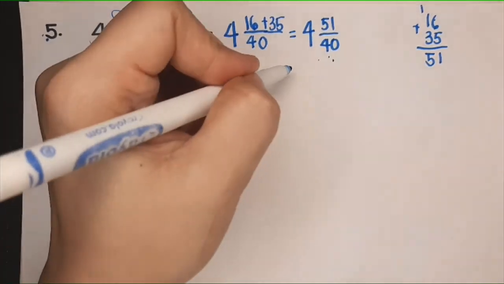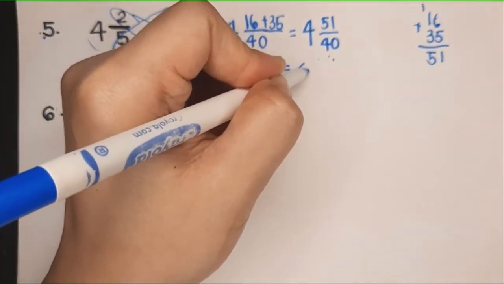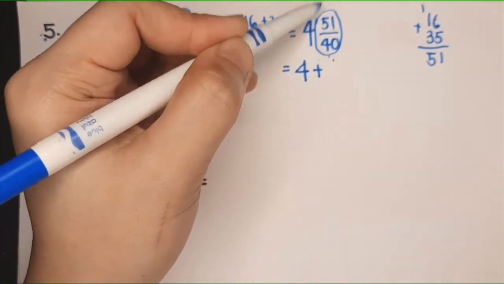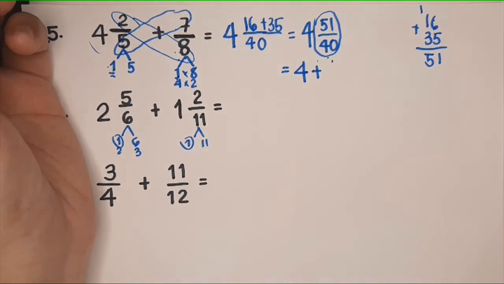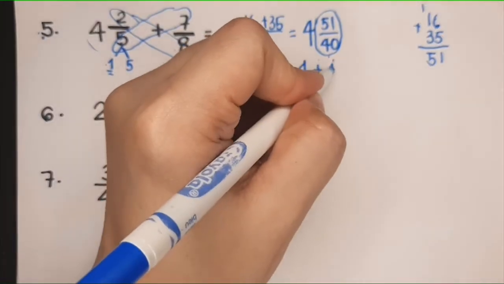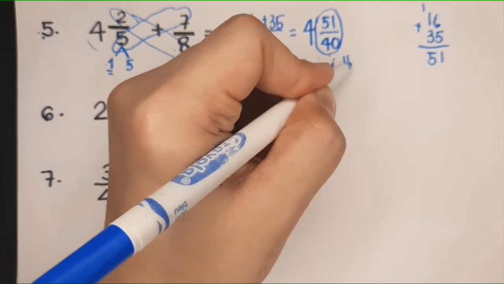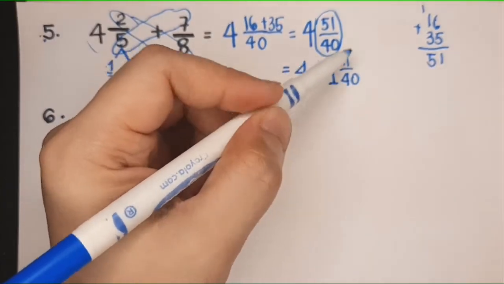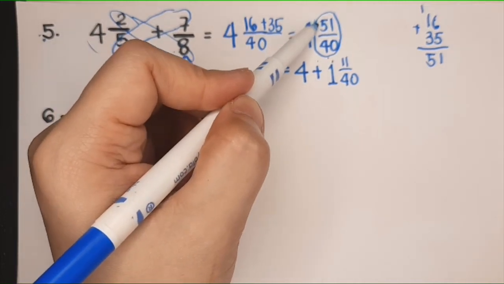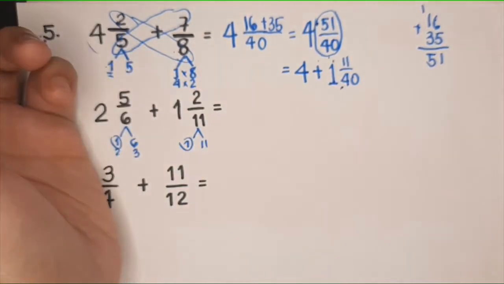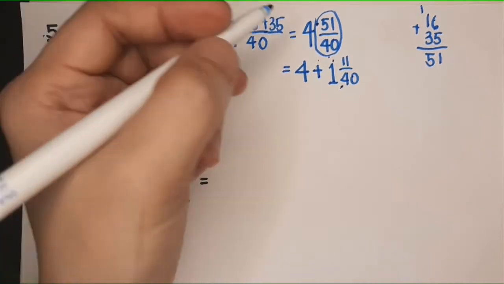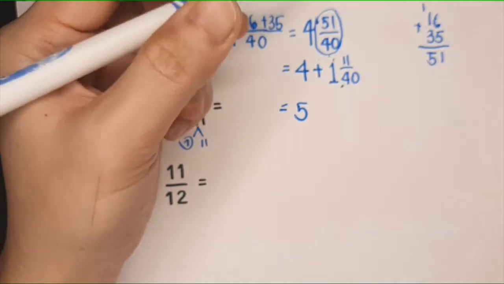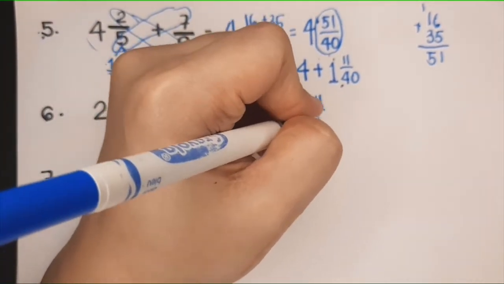Okay, so let's simplify further. It is 4 plus, okay, how do you write 51 over 40 in its mixed number form. It is 1 and 11 over 40. Okay? Or review nyo ha, how to convert an improper fraction to its mixed number form. Okay? So our final answer is going to be equal to 5 and 11 over 40.